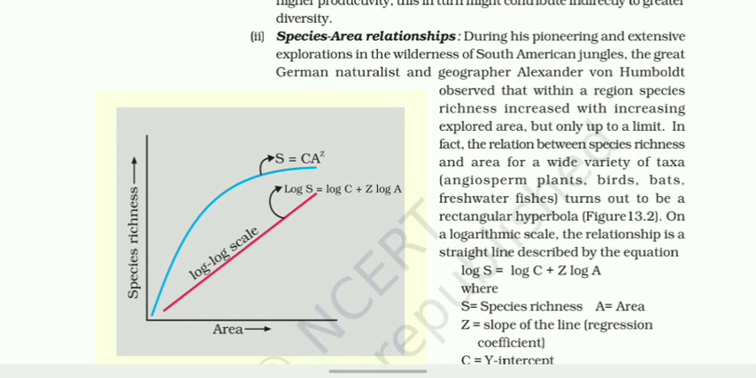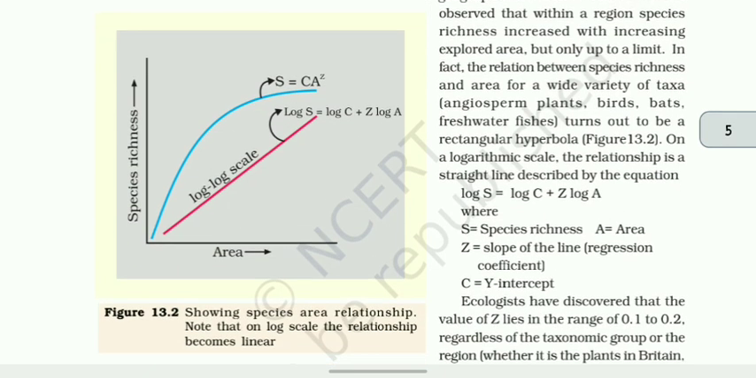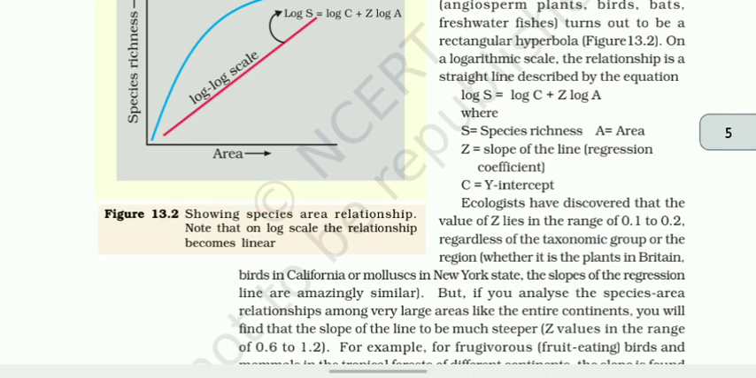Number 2. Species-area relationships. During his pioneering and extensive explorations in the wilderness of South American jungles, the great German naturalist and geographer Alexander von Humboldt observed that within a region, species richness increased with increasing explored area, but only up to a limit. In fact, the relation between species richness and area for a wide variety of taxa, that is angiosperm plants, birds, bats, freshwater fishes, turns out to be a rectangular hyperbola as shown in figure 13.2 on a logarithmic scale.